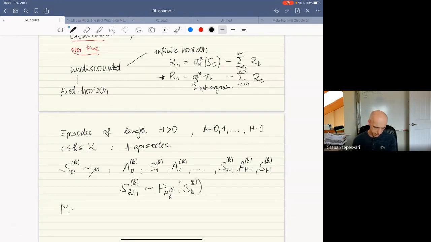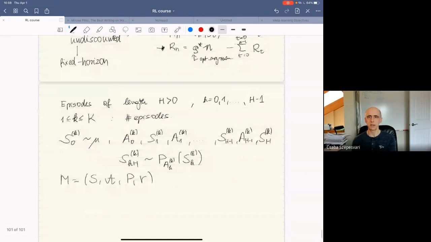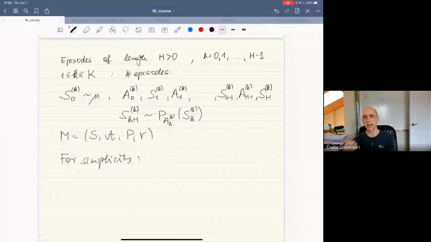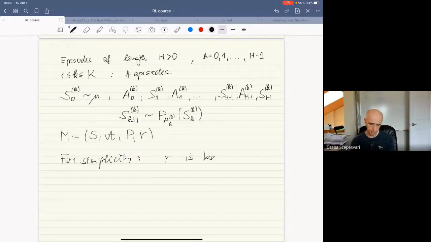So you're in this MDP that has the states, the actions, transitions, and rewards. And I didn't add the rewards because, well, you could add random rewards, but for simplicity, let's assume that given the states and actions, we can calculate the rewards. Like, the agent has an internal mechanism to get the rewards from the observations. So R is known.